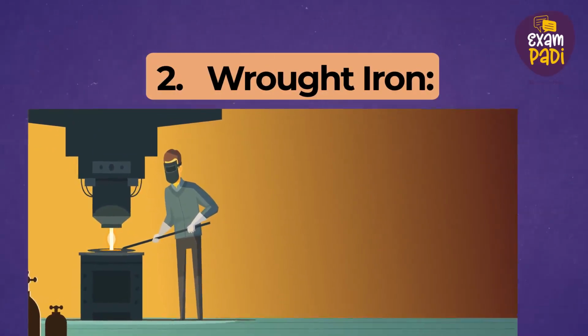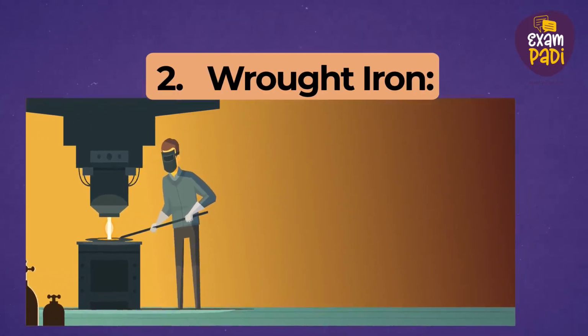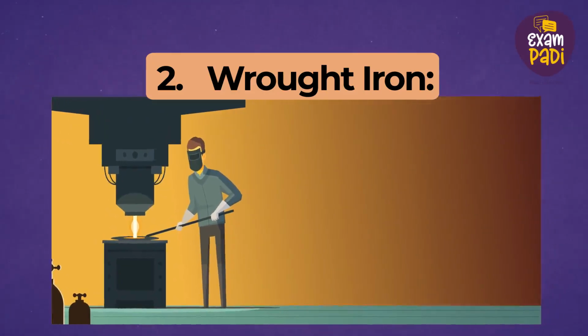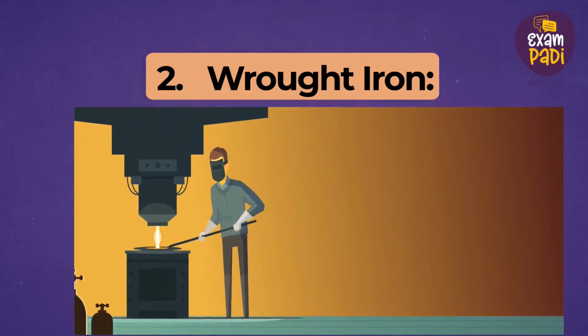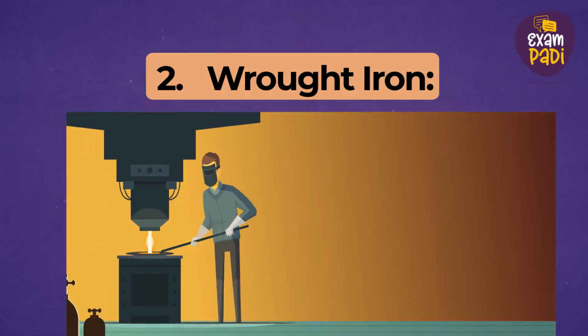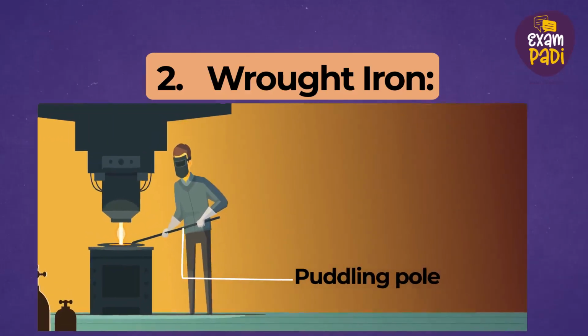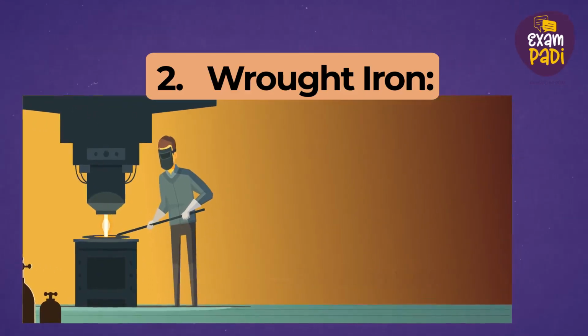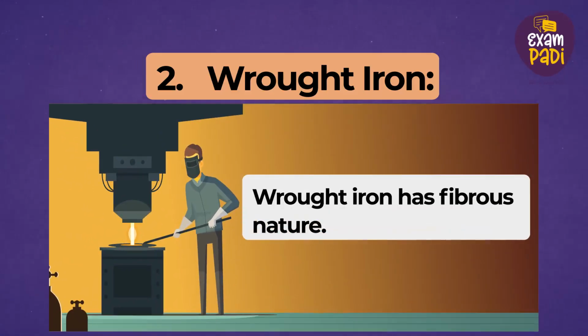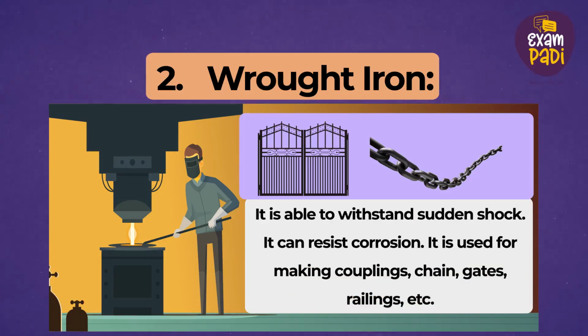Number 2, we have what we call the wrought iron. This is produced by removing the impurities that come with the pig iron. As it melts in the furnace, it is stirred with a puddle pole so that the carbon content escapes as carbon dioxide gas. Wrought iron is fibrous in nature. It is able to withstand sudden shock and it can resist corrosion. Now, this kind of iron is used for making couplings, chains, gates, railings, and so on.